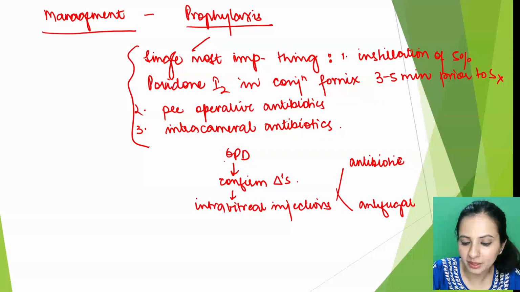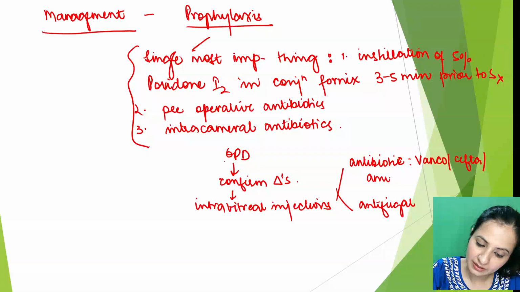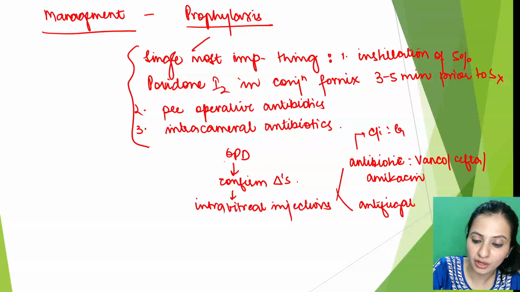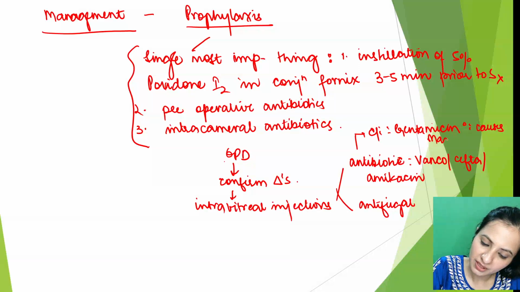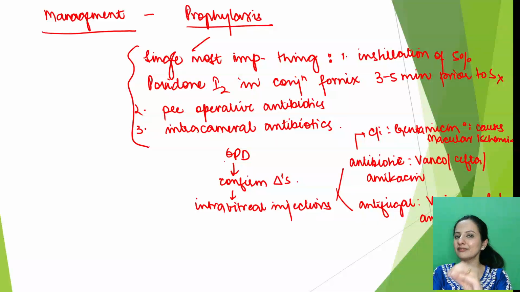अभी एंटीबायोटिक में कौन कौन से होते हैं? We have vancomycin, we have ceftazidime, then we have amikacin. Which antibiotic is contraindicated? Gentamicin is contraindicated intravitreally. Why? Because it causes macular ischemia. फिर एंटीफंगल की बात करें तो एंटीफंगल हम कौन कौन सा दे सकते हैं? We can give voriconazole and we can give amphotericin B. So what will we do? We will give an immediate intravitreal injection.